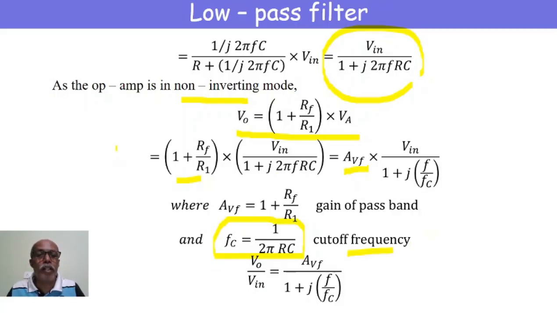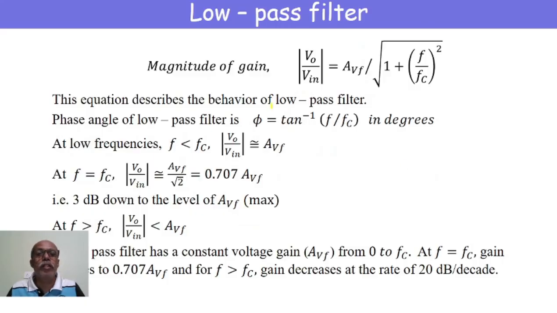Therefore, V0 by Vin is equal to AVF divided by 1 plus j into f by fc. Therefore, the magnitude of gain, the magnitude of V0 by Vin, is equal to AVF divided by the square root of 1 plus f by fc whole square. This equation describes the behavior of the low pass filter.